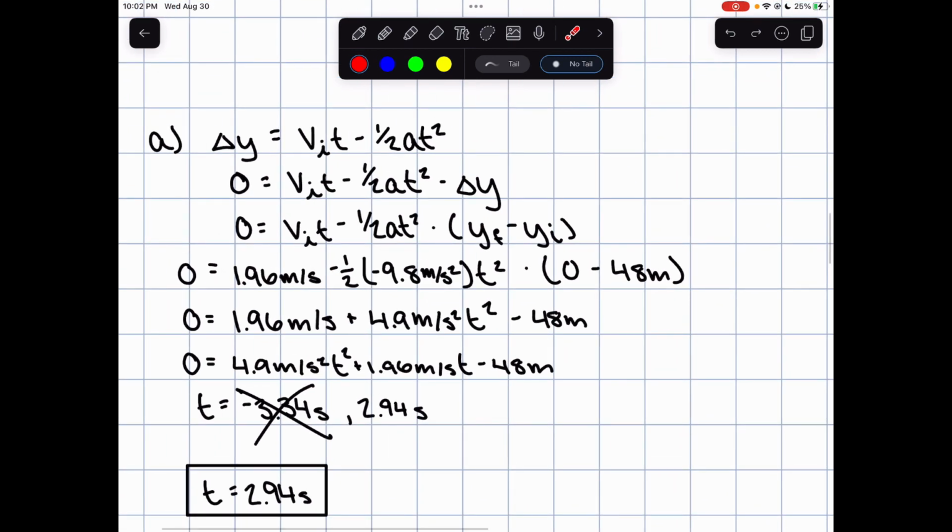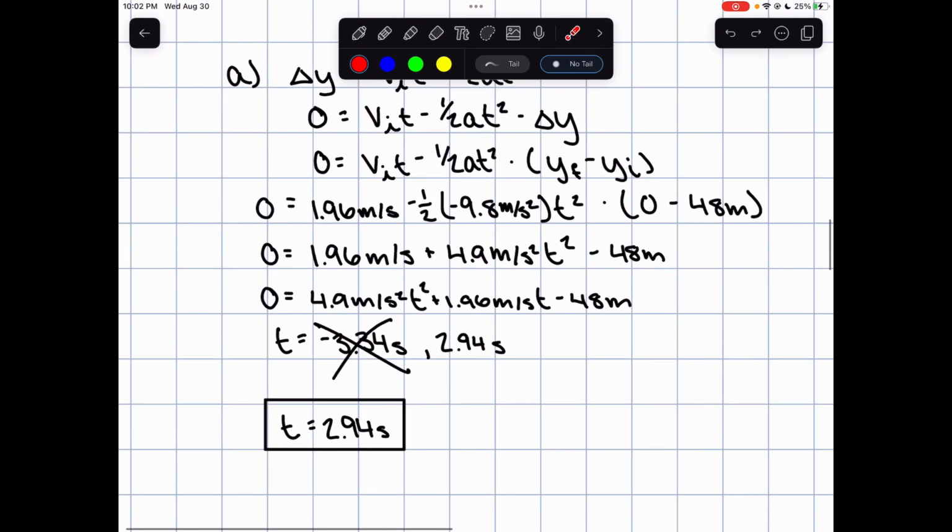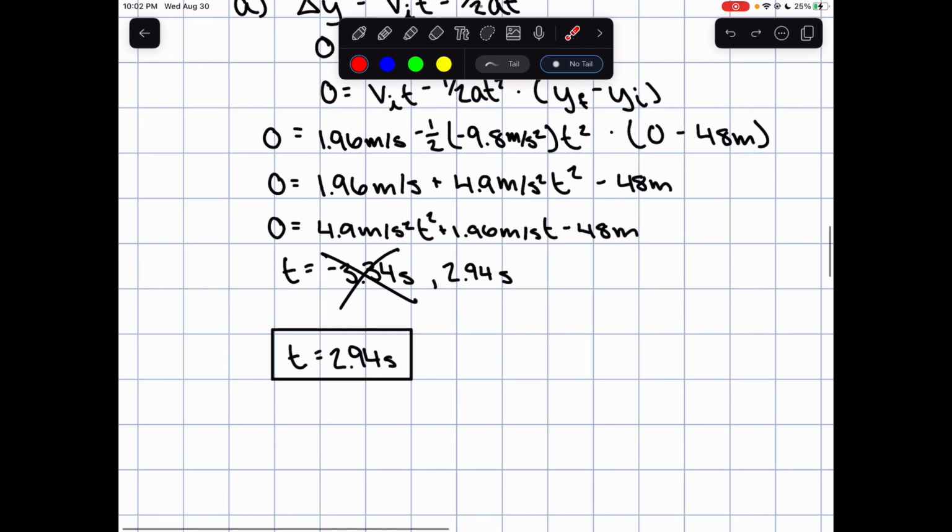We take half of our acceleration to get rid of that fraction, and then we're going to subtract 0 minus 48 to get our change in position totally. All that's left is to rearrange the equation from descending order. So 4.9 meters per second squared times time squared plus 1.96 meters per second times time minus 48 meters. After that, all we need to do is plug this into our calculator and solve for t.